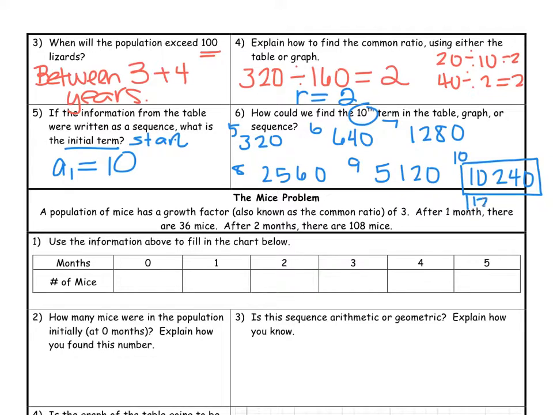So our 10th term in the sequence is 10,240, and in this case, it's lizards. And again, to do this, we multiplied times 2, times 2, times 2, times 2, and times 2.